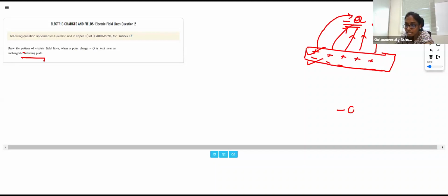So if I keep the negative Q, automatically the lines will move from positive to negative. Why, ma'am? Can I draw the line from negative to negative? Of course not, negative to negative, no. How are we drawing the lines? That is the question here. So it will start from plus and go to the negative. We can't draw the line from negative to negative. It is wrong.